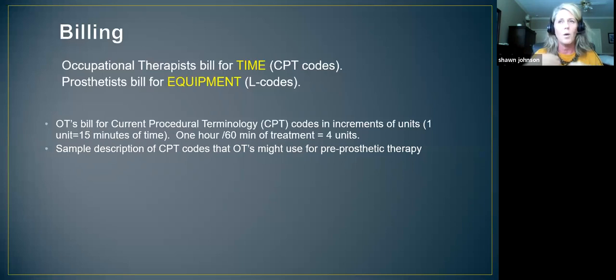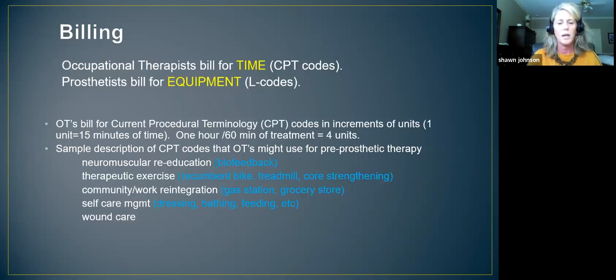But we're going to spend a whole lot more time with the patient one-on-one and doing, again, that pre-prosthetic, preparing the limb to wear a prosthesis, and then once they receive a prosthesis. So here's a sample description of what OTs might use for pre-prosthetic therapy. Neuroeducation, therapeutic exercise, community work integration, self-care management, wound care. So those are just some examples in case you hear a therapist throwing those terms around.